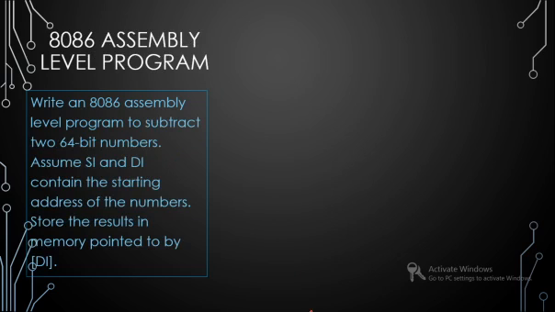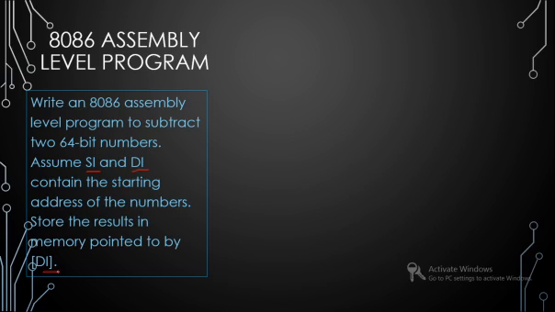Now let's take another one. Write an 8086 assembly level program to subtract two 64-bit numbers. Okay, so in a similar way, instead of 8-bit, now you need to give 64-bit numbers. So how do you do that? And not only that, they have mentioned in the problem that it is pointed by two registers SI and DI, and the result has to be stored in the memory pointed by DI. So all these things have to be taken care of while we write the program.